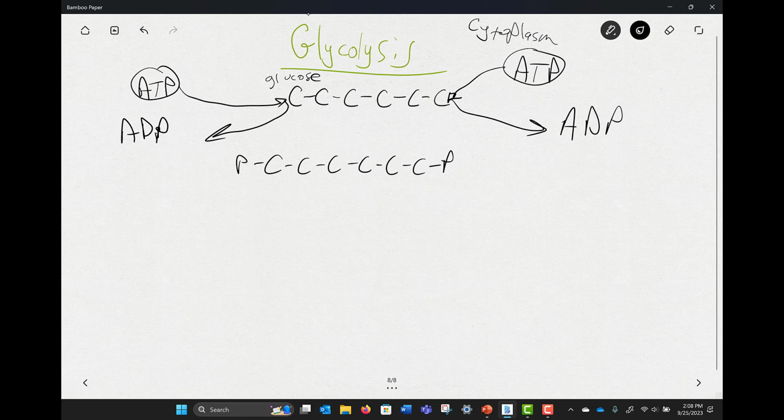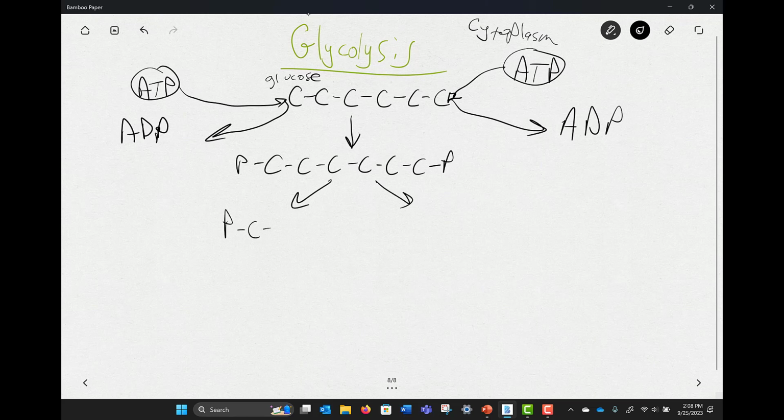know. But all we've done so far is we've actually spent some energy. Remember, the point of this is to make energy. We have not done that. We have spent energy. We have spent 2 molecules of ATP. Why did we do that? Because we want to break this glucose down. We've just provided it with energy to do that.